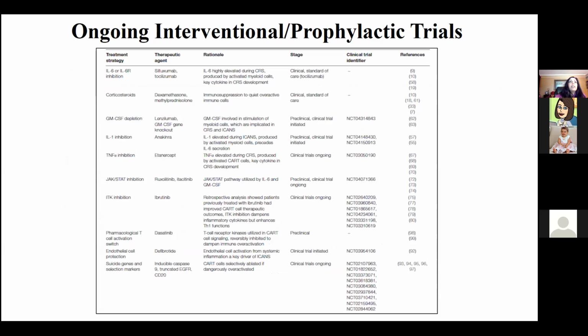Ruxolitinib, which is a JAK inhibitor, is being looked at because it's very good at killing T cells. And so it's also a pathway that's used in the development or used by IL-6 and GM-CSF, so potentially mitigating that pathway. BTK and ITK inhibition with the drug ibrutinib. So there are multiple drugs that are being looked at. Some are still preclinical and others are very early in the phase 1 stage.